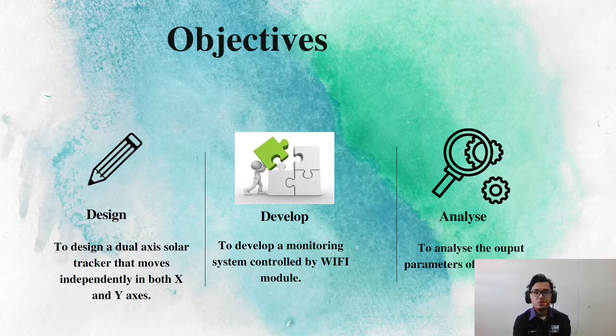For the objectives, firstly is to design a dual-axis solar tracker that moves independently in both the x-axis and y-axis. Second, to develop a monitoring system controlled by a Wi-Fi module. And lastly, to analyze the output parameters of solar panels.